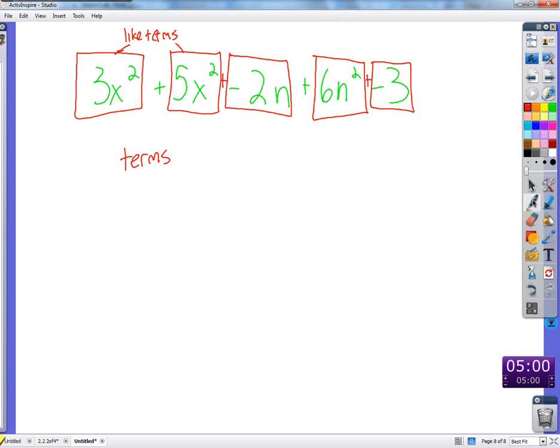Okay? Those terms over there, they have variables in them. This one right here, because it doesn't have any variable, is called the constant term. It's constant. It doesn't change. If n changes or x changes, that's still negative 3. You can't affect that. So it's constant. It's the constant term. I'll do some orange here.